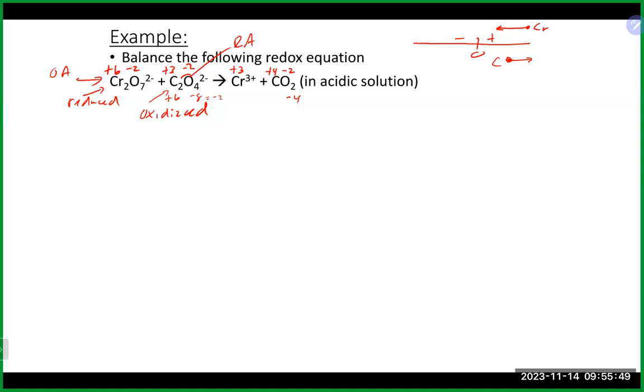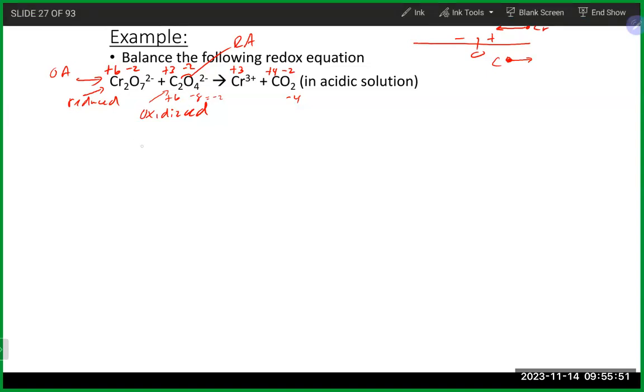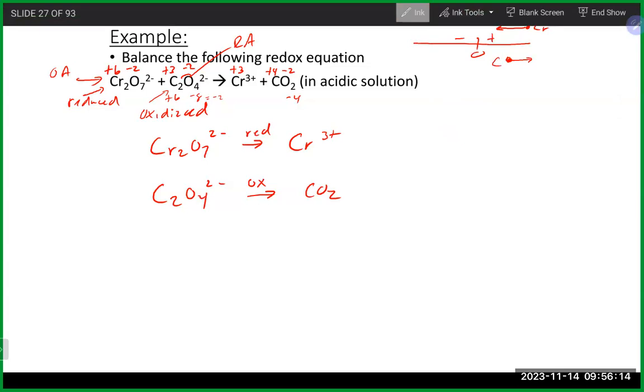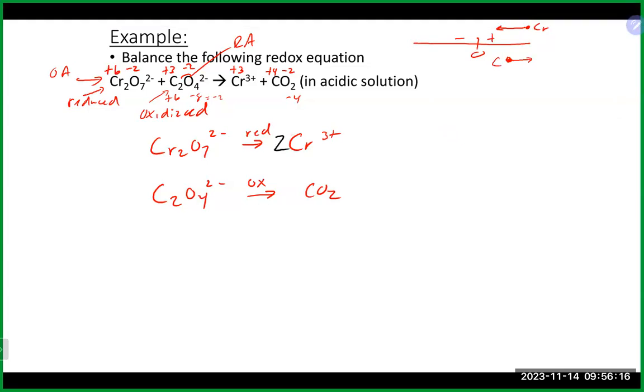All right, so splitting it off here, chromium with chromium, carbon with carbon. And as we just established, that's our reduction half reaction, and this oxalate here will be our oxidation. So we're going to balance everything besides oxygen and hydrogen first. So we're going to need a 2 right about there. We also need a 2 there for the carbon, I believe.